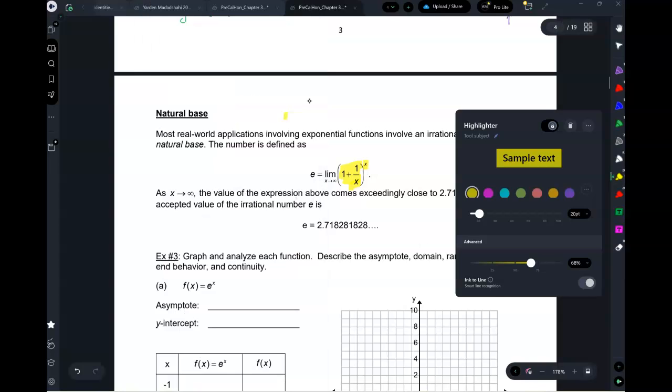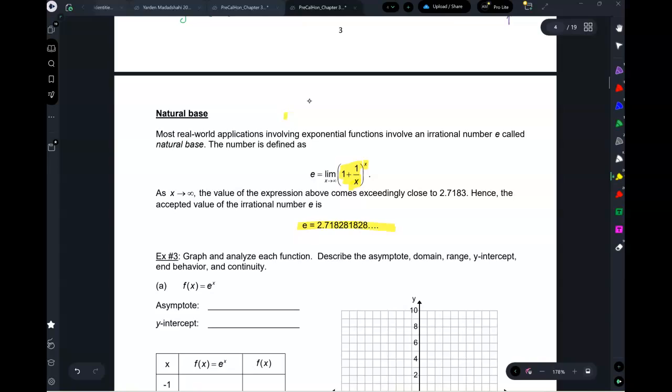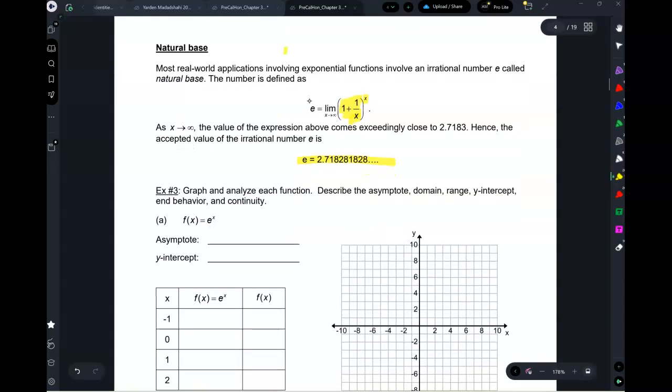So wouldn't you know it? Good old Euler, that's where he came up with this number, right? So that is the natural base e, 2.71828 and so on and so on. We should all know that e is 2.718. However, all of the calculations you're going to do with e, you're going to have a calculator for them, right? Nobody's going to expect you to do any of that by hand.